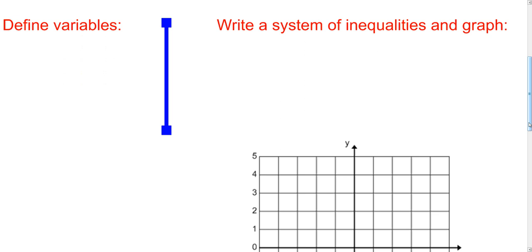Okay, so the first thing you need to know, again, is to be able to define the variables. And so you have 2 things going on here. You have mowing and you have pruning, okay? So we're going to say X is the number of mowing jobs and Y is the number of pruning jobs.